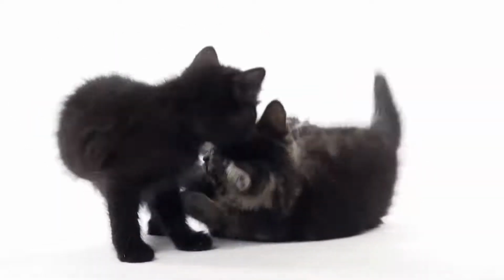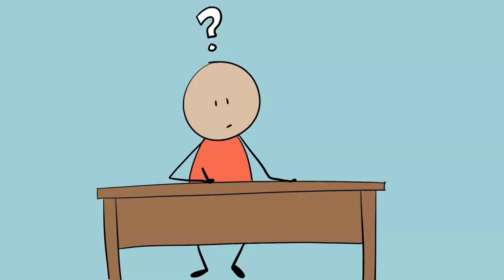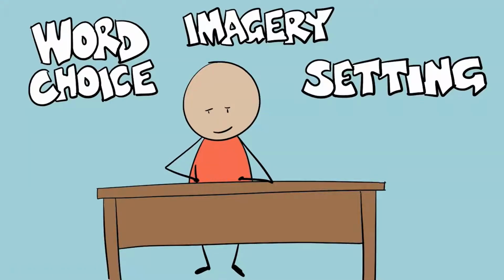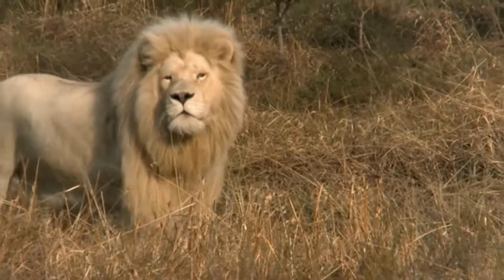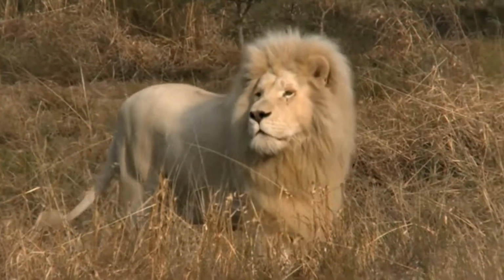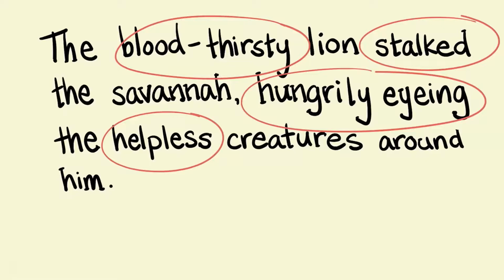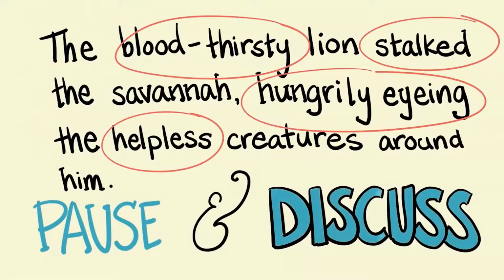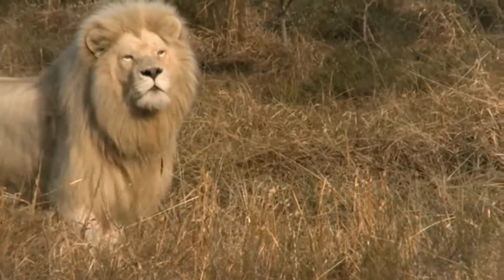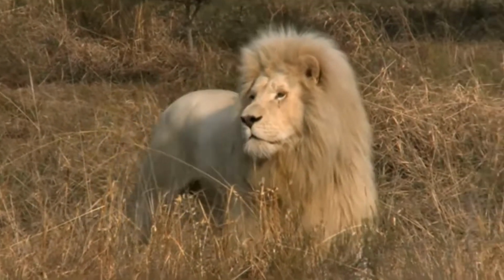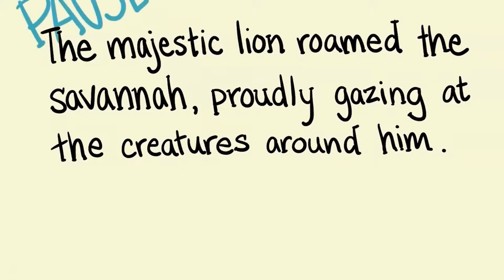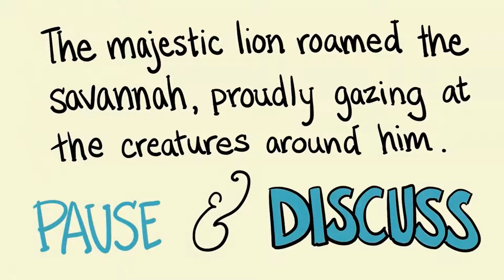But authors can't use music in their writing. So what do they use? Word choice, imagery, and setting. Let's look at some examples. Listen to this sentence. The bloodthirsty lion stalked the savannah, hungrily eyeing the helpless creatures around him. Pay attention to the circled words. What mood do they create? Now listen to this sentence. The majestic lion roamed the savannah, proudly gazing at the creatures around him. How has the mood changed? Which words helped create this mood?